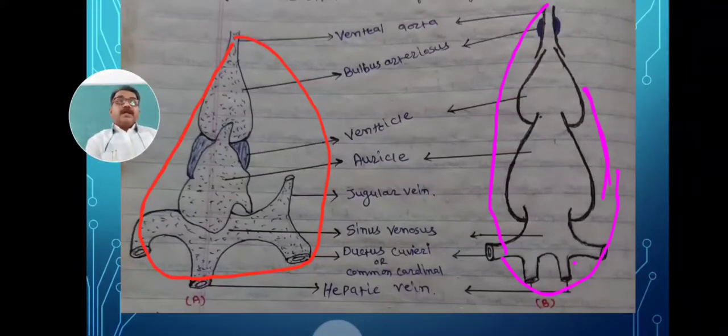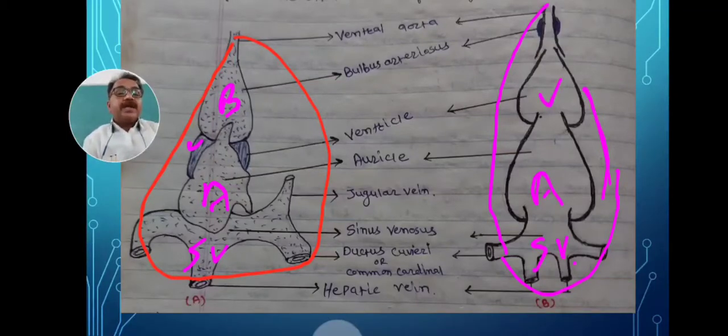See that. The sinus venosus dilates and follows into the next part, called the auricle. The auricle opens into the ventricle, and then the ventricle opens into the bulbous arteriosus. In this figure, this is the sinus venosus, this is the auricle, this is the ventricle, and the side portion is called the bulbous arteriosus.